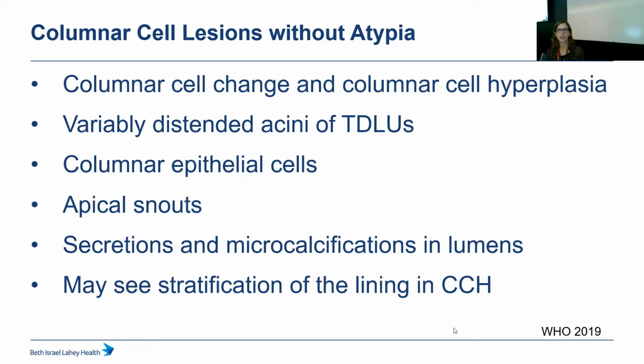Columnar cell lesions without atypia include columnar cell change and columnar cell hyperplasia. This class of lesions is characterized by variable distension of the terminal duct lobular units, lined by columnar epithelial cells, and these cells often have apical snouts. There are often secretions and microcalcifications in the lumens, and this is how these lesions are detected. They're picked up on mammographic screening due to the presence of the calcifications. You can sometimes see stratification of the lining cells in columnar cell hyperplasia.